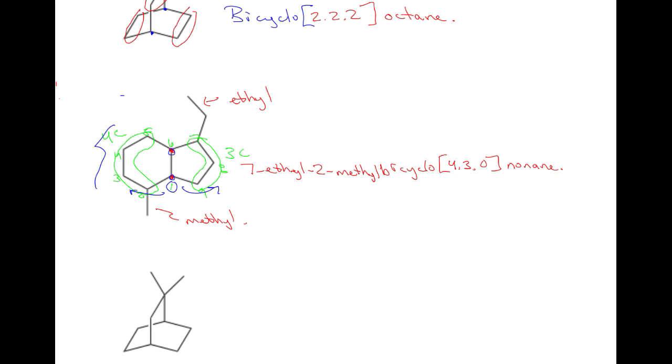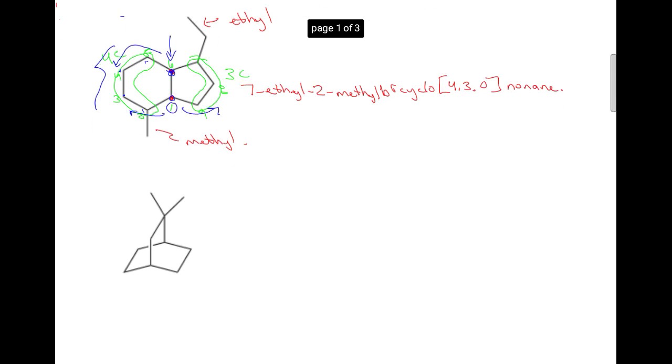Now if I'd started at the top here, if I'd started on this carbon and I had gone sort of counterclockwise, if you will, if I had said 1, 2, 3, so on and so forth like that, then I would have given this methyl group the number 1, 2, 3, 4, 5. It would be 5-methyl, so this will give you a higher number. So you always want to give your alkyl substituents the lowest possible number.